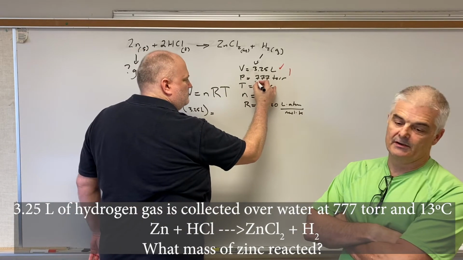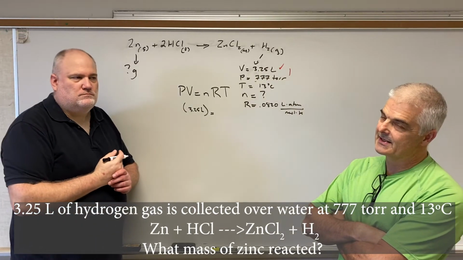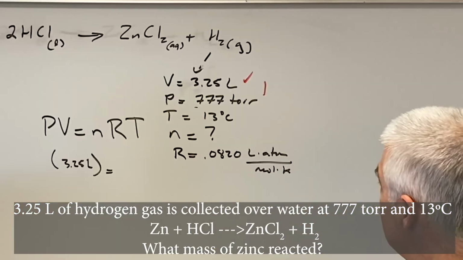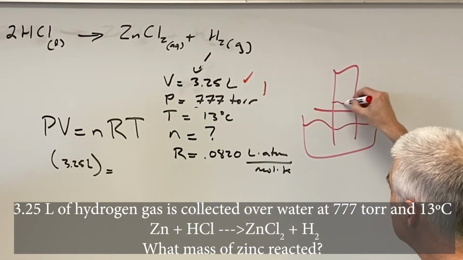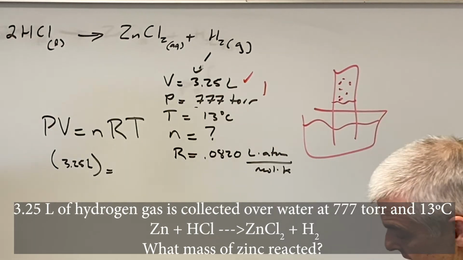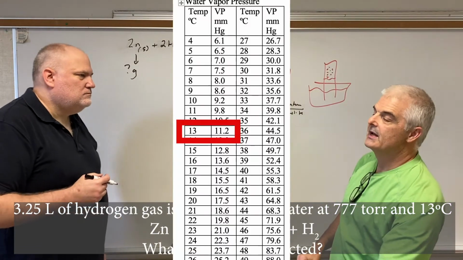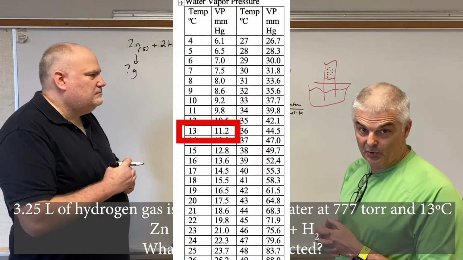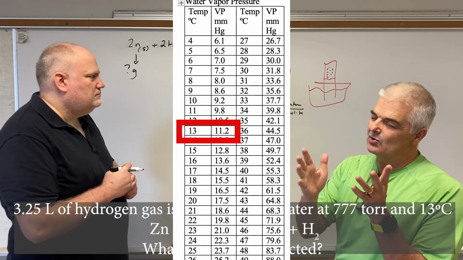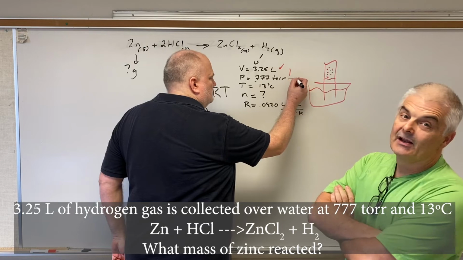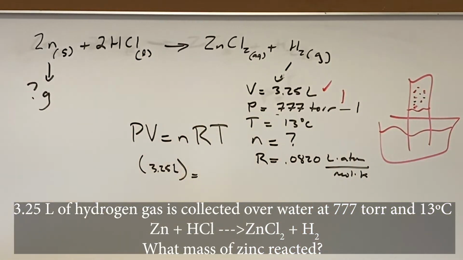Now we've got an issue here that we need to talk about, because it's 777 torr, but it said that it was collected over water. If you'll recall, when you're collecting over water, there might be 2 gases. You've got the hydrogen gas, and then you've got a little bit of water vapor pressure. And when we look up at the table, it's 11.2 torr. So the total pressure is 777. All we have to do is subtract out the number from the water vapor pressure table, 11.2.